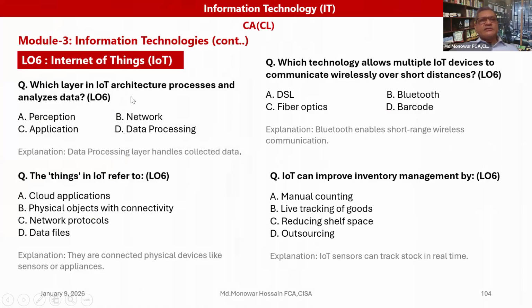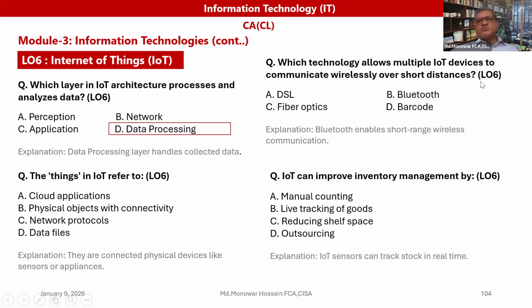Which layer in IoT architecture processes and analyzes data? That layer is data processing, because the data processing layer is where the collected data is handled. Answer D. So we can say the data processing layer in IoT architecture processes and analyzes data.